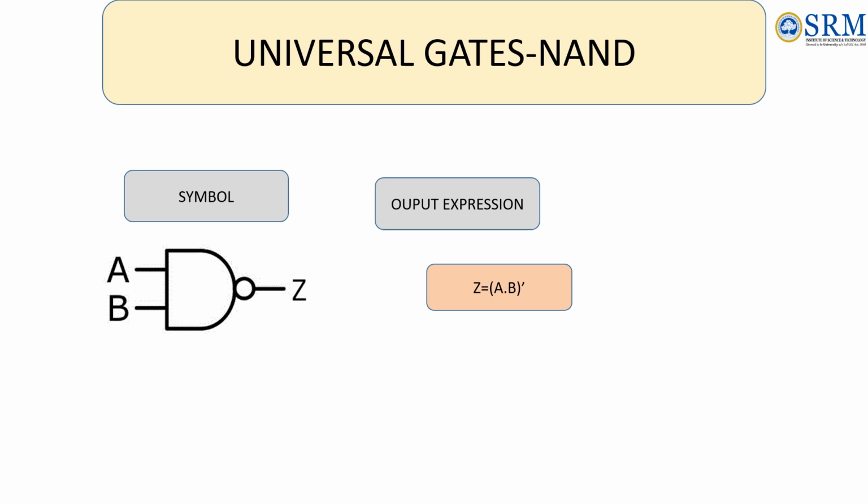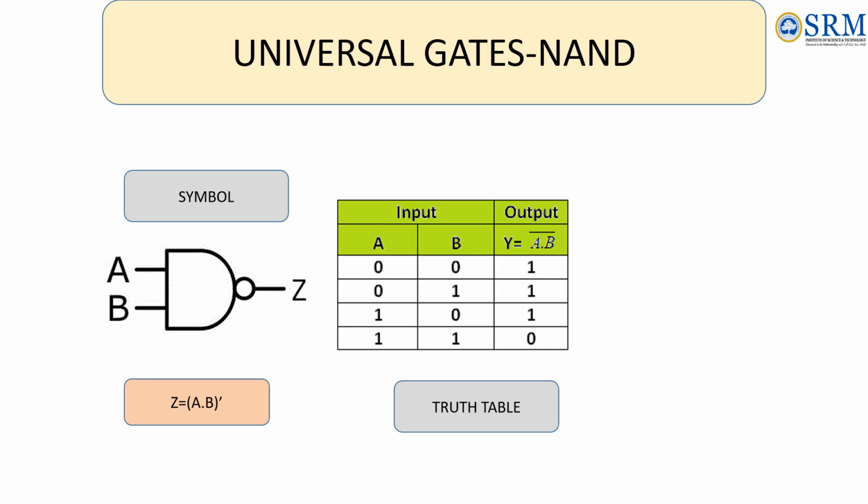The next set of gates are the universal gates. The first universal gate is the NAND gate, the symbol of which is shown. The symbol has the symbol of an AND gate with a bubble at the output. This says that the NAND gate is an inverted form of the AND gate. So the output expression is also Z is equal to expression of the AND gate, the whole bar, which is nothing but Z is equal to AB, the whole bar.